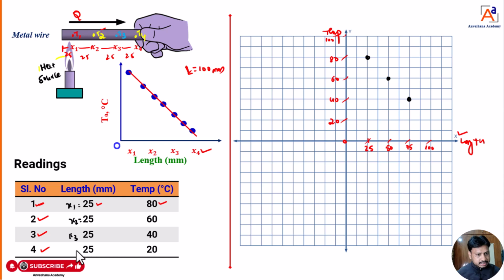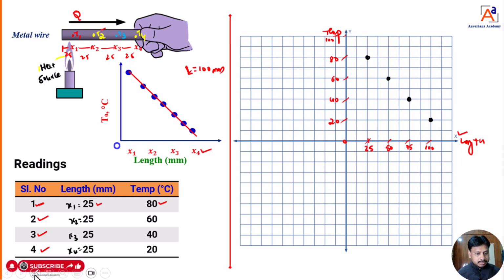That is 40. Next, similarly, go to the fourth point. What is the temperature at the fourth point? It is going to decrease, right? So the same thing I am writing. At x4, that means 100 total. Then what is the temperature? That is 20. I will mark here now. So then I got the points.